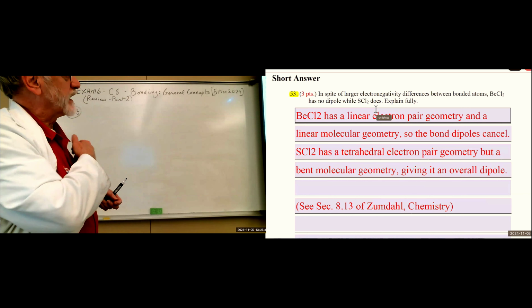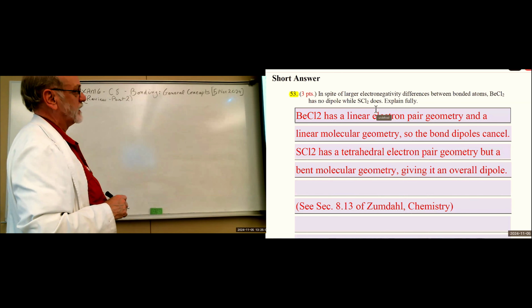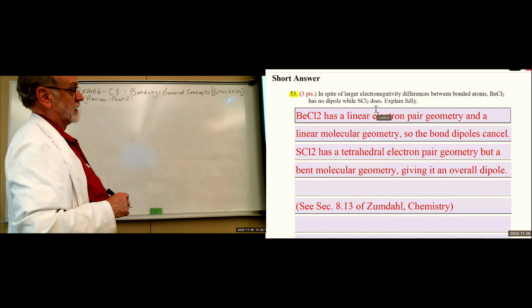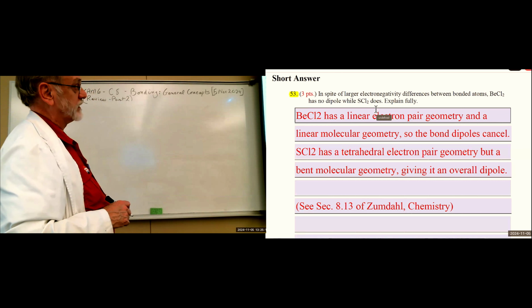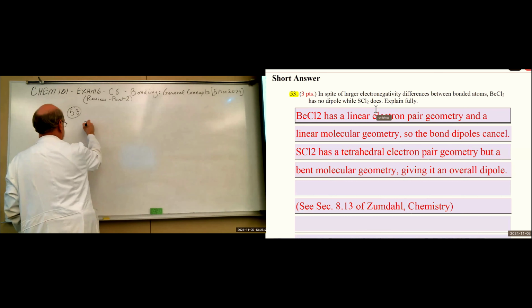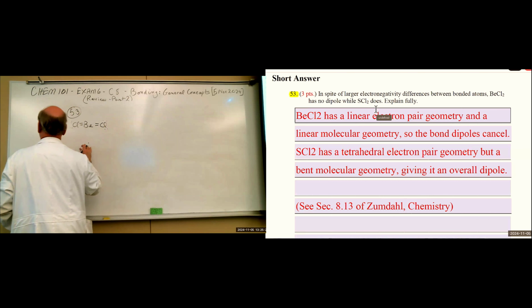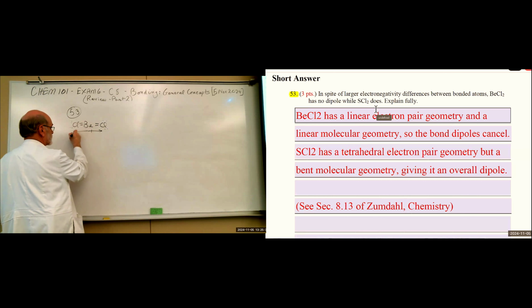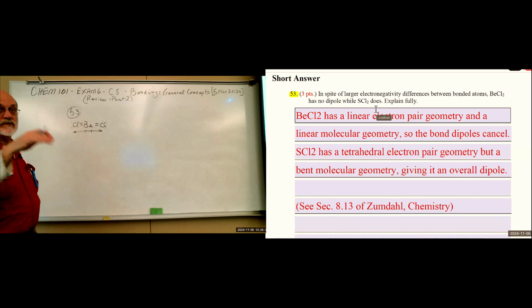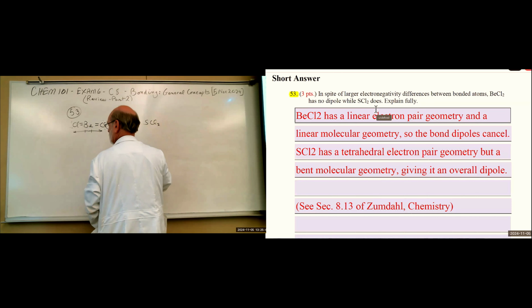So in spite of the large electronegativity differences between bonded atoms, beryllium dichloride has no dipole, while sulfur dichloride does. Explain why. Okay, we did beryllium chloride before. Beryllium chloride, like that. This has a dipole there. This has a dipole there. Equal and opposite, they cancel each other out. That's a nonpolar molecule. Whereas sulfur dichloride, I'll have to draw that one.